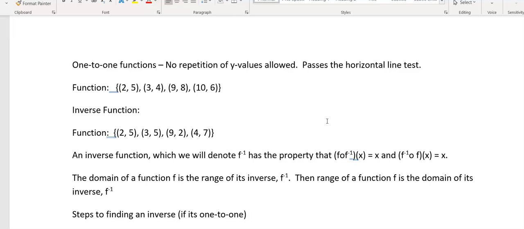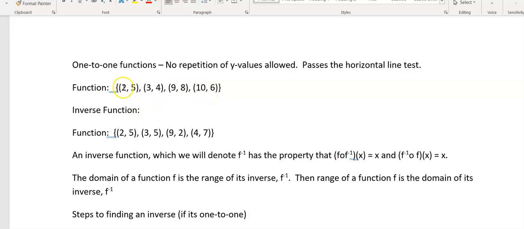So now let's get this idea of inverse. And before we get the official definition, let's get sort of an informal idea of what an inverse is. So I've got this function here, and it's just a set of points. And remember, we can check to see if it's a function because there should be no repetition of x values. So we have 2, 3, 9, 10. Now all of the x values are different.